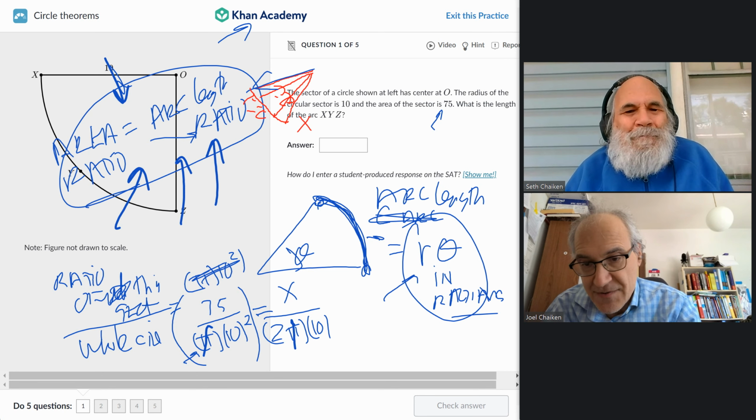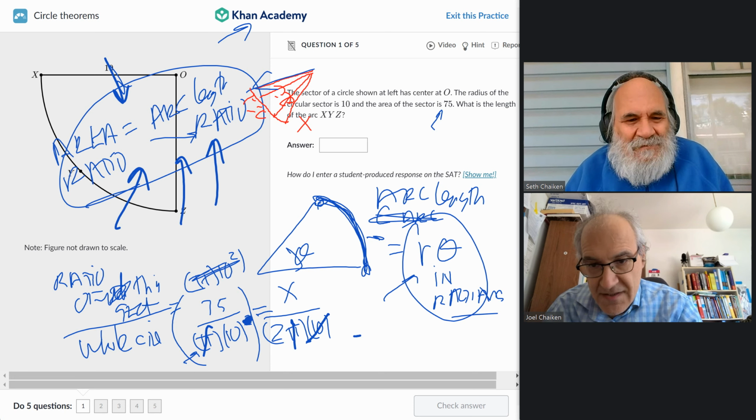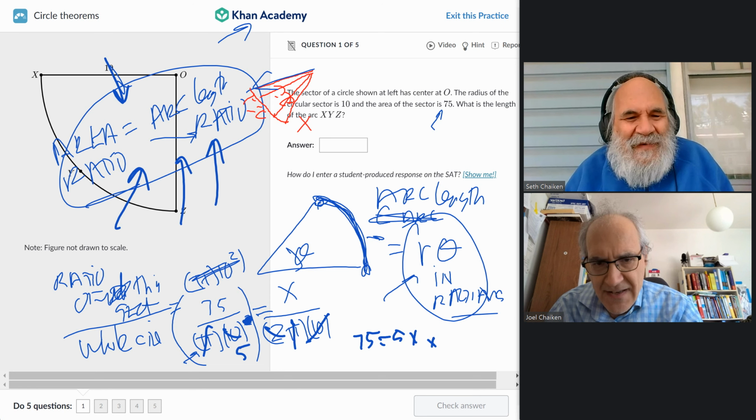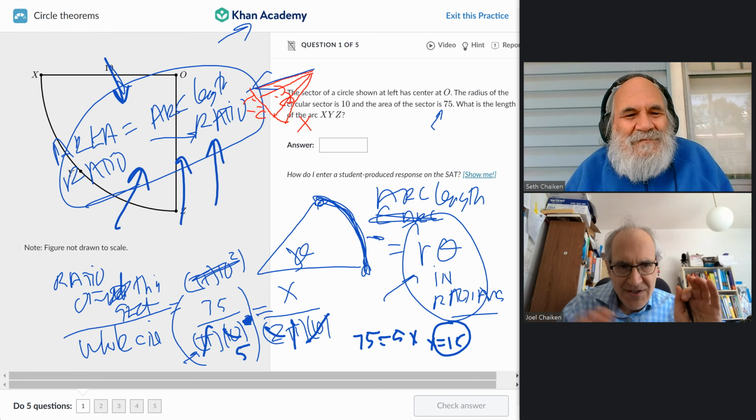Let's see if you solve this thing. You cross off the pi's, which is very nice. This 10 crosses off with this. So you have 75. This 2 crosses off with the 5. So 75 is 5x. X is 15. So we get the same answer. Just wanted to solve the ratio problem for everyone just to complete that.